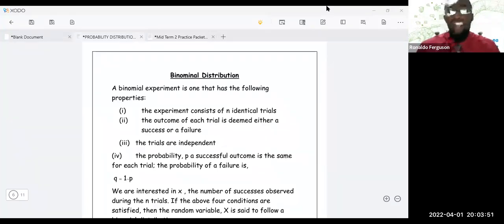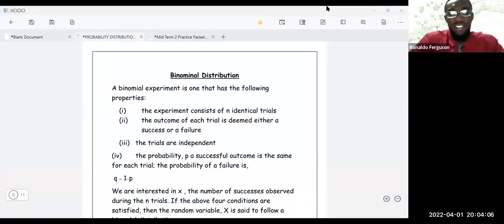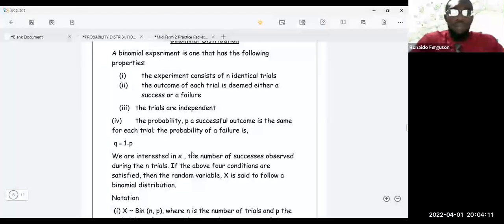So the probability of failing would be 1 minus p. Makes sense, because let's say there is a 70% chance of succeeding, and there's also a 30% chance of failing. Good. Nice. So now we are interested in X. Let X be the number of successes observed during n trials. If the above four conditions are satisfied, then this is what we end up getting.